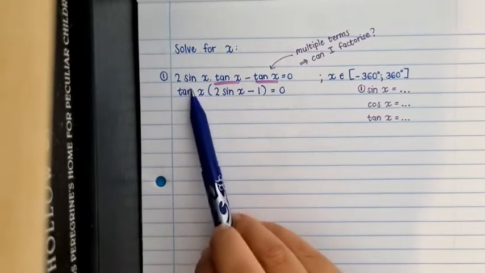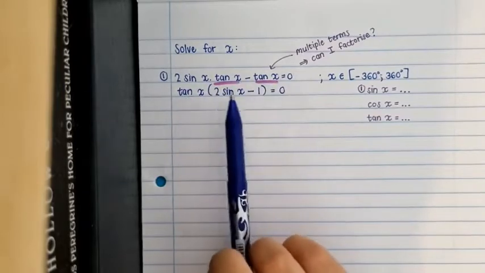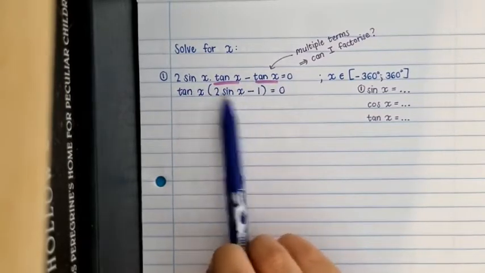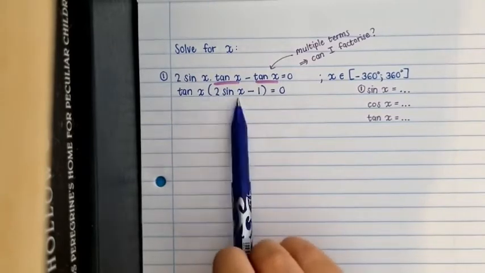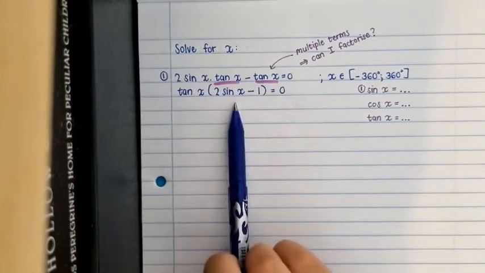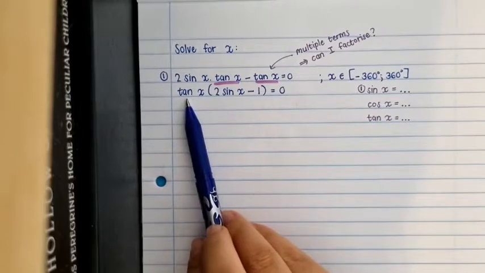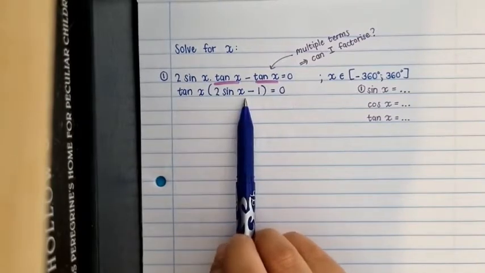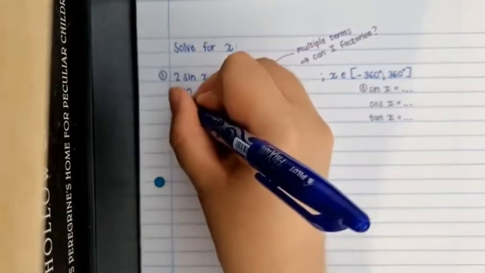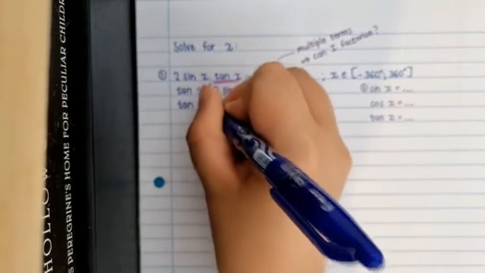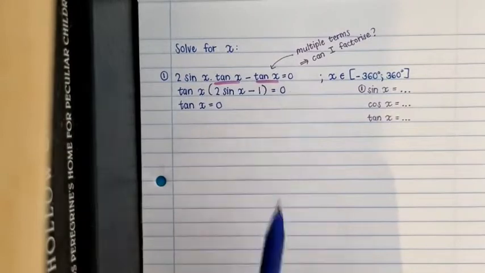Now, guys, we need to remember what is actually happening here. I have tan x multiplied by a bracket equal to 0. The only way for a product of two factors here, the tan x and this bracket, to equal 0 is if one of those two factors is equal to 0. So if tan x is 0, for example, then I'm going to have 0 multiplied by a bracket. And we all know that 0 multiplied by anything is just 0. So if tan x is equal to 0, that will work. That will make this product equal to 0.